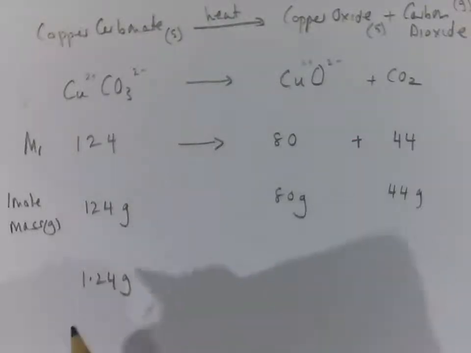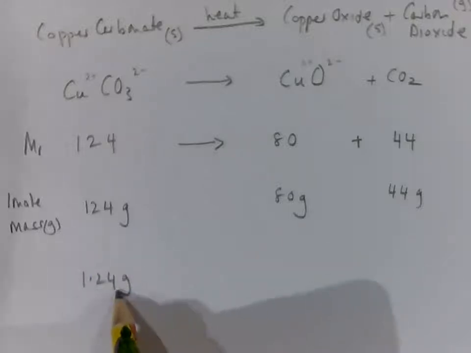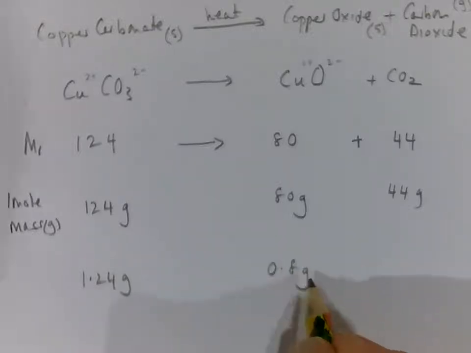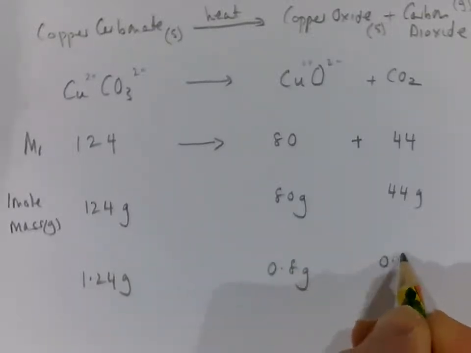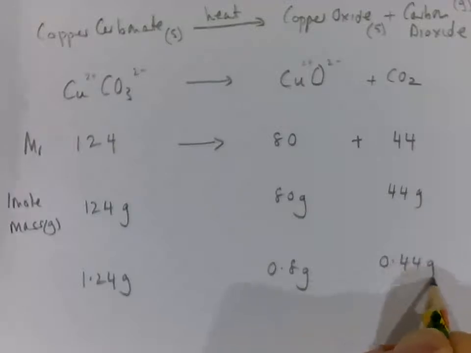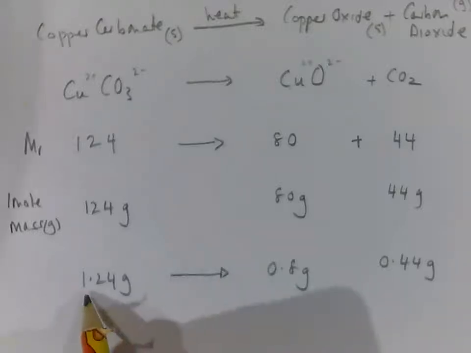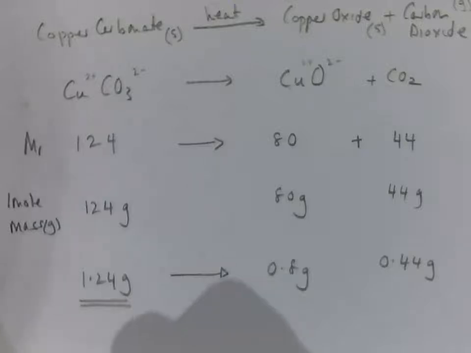Okay, so hopefully you got the following answers. If I had 1.24 grams, I can see that that's 1/100th of that. And so I'd have 0.8 grams here and 0.44 grams here. And this will always be the case. So if you're in the lab and I'd asked you to heat up 1.24 grams of copper carbonate, you would have ended up with 0.8 grams of copper oxide.